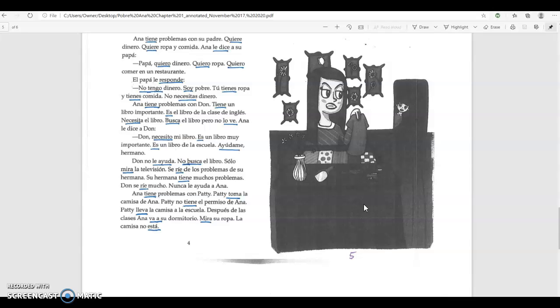No tengo dinero. I don't have money. Soy pobre. I'm poor. Tú tienes ropa y tienes comida. No necesitas dinero. Her father is saying, hey, you have clothes. You are okay. You don't need money. So that is one of the other problems that Ana has. So I will stop there for now, and I'll let you get started on your task at hand.